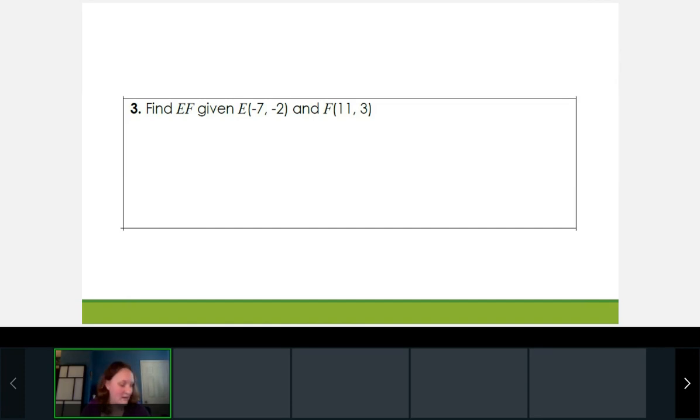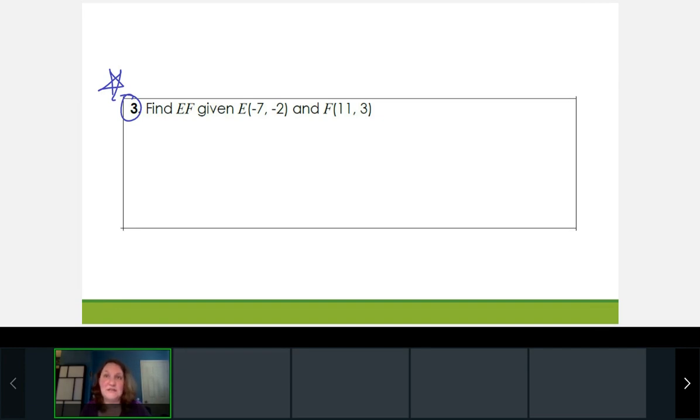All right, so I'm going to leave number 3 there for you to practice on your own. Once the key is posted, you can double check your answer. If you don't get the correct answer, you have some options. You can look at the key and see if you can find your mistake. And if you do, that's great.